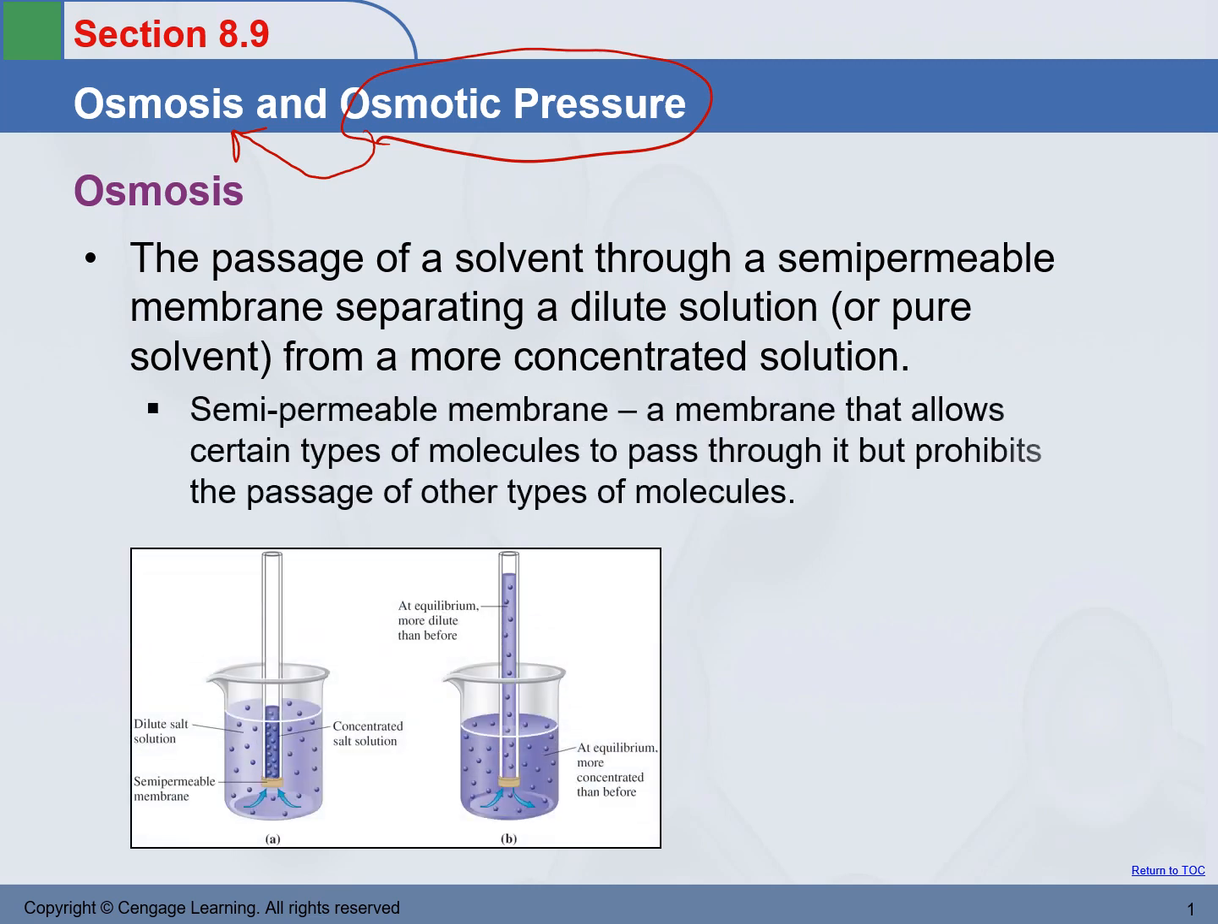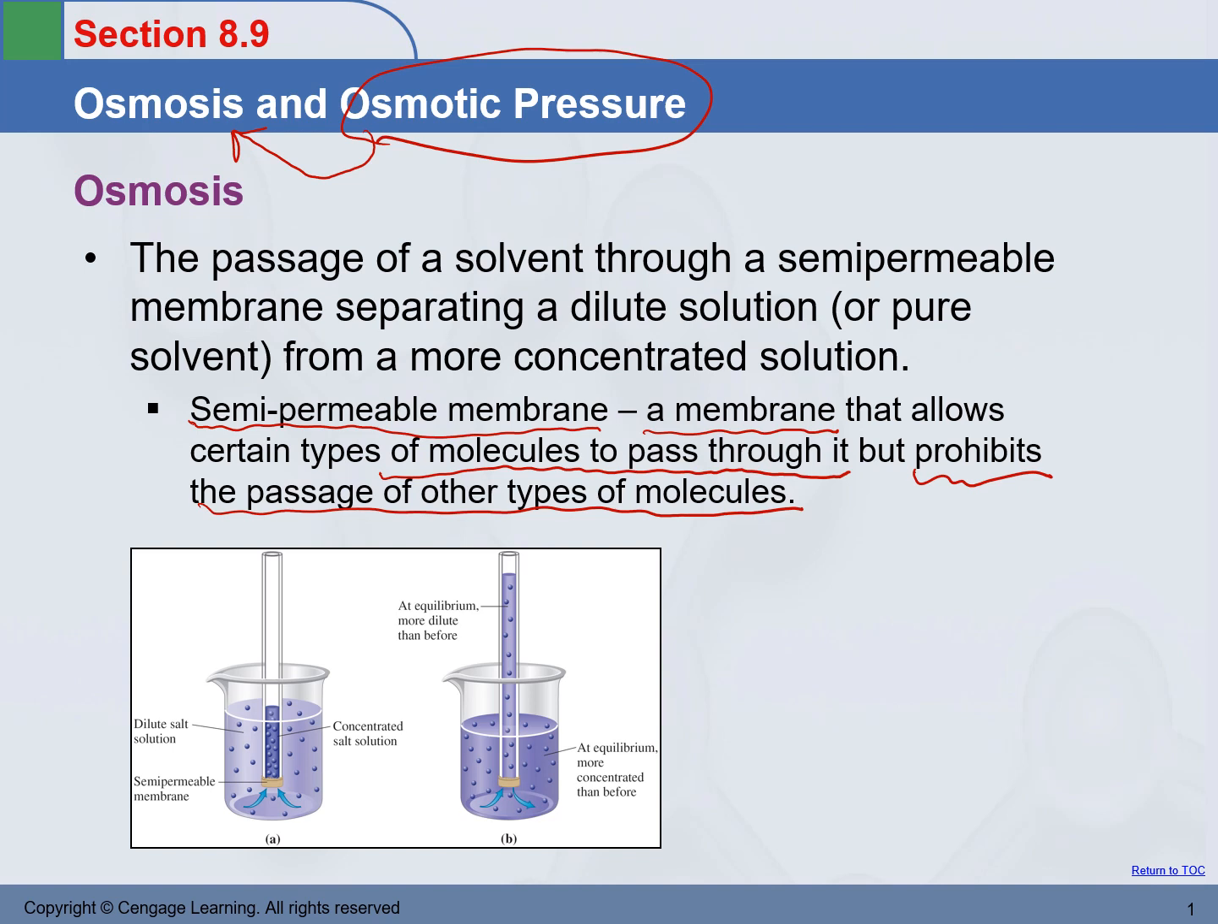Before that, let's clarify what is a semi-permeable membrane. It is a membrane that allows the passage of certain types of molecules, usually the solvent water, but prohibits the passage of other types of molecules. Basically, in the case that we're going to talk about here, it is a kind of membrane that only allows water passing through. It blocks all other particles.